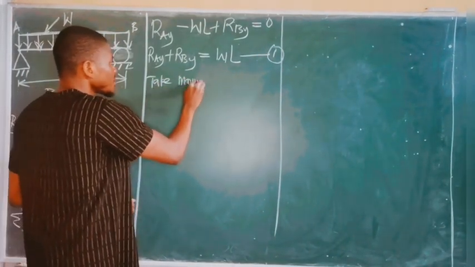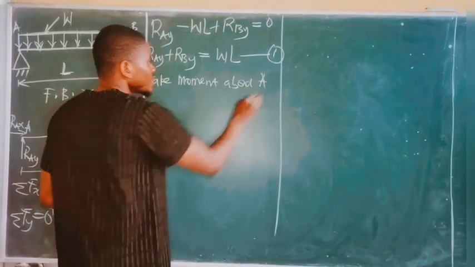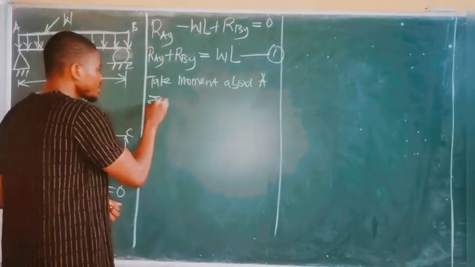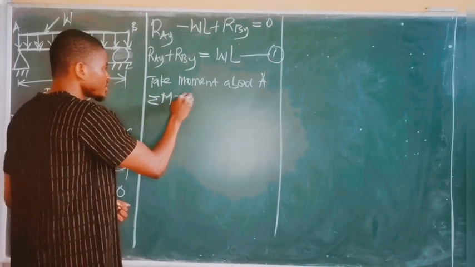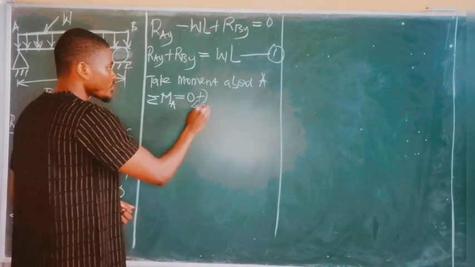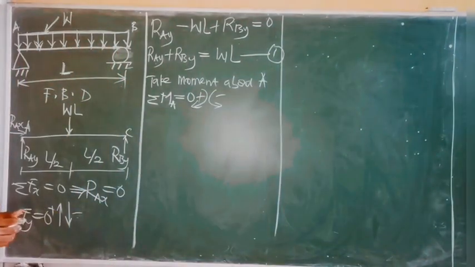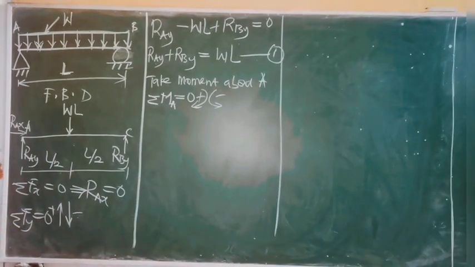Take moment about A, and recall summation of moments about point A is simply equal to 0. Let's consider clockwise moment to be positive and anti-clockwise moment to be negative. So we'll work with that rule or that direction. So simply like I said, the moment of these two forces now, RAY and RAX, about point A automatically becomes 0. I have to now take moment of these other two forces about that point.